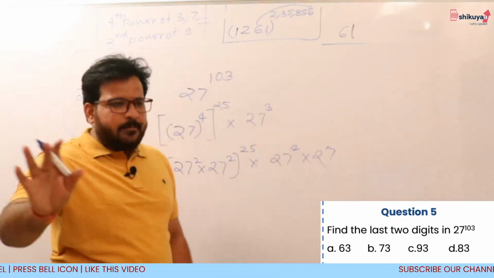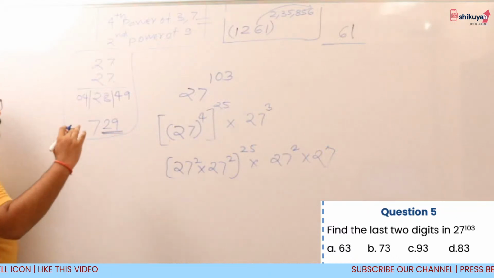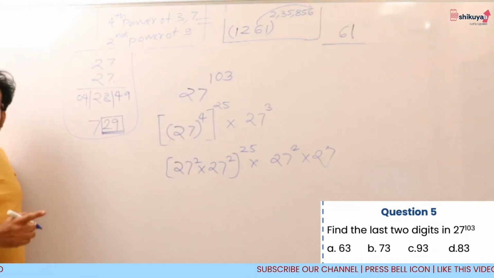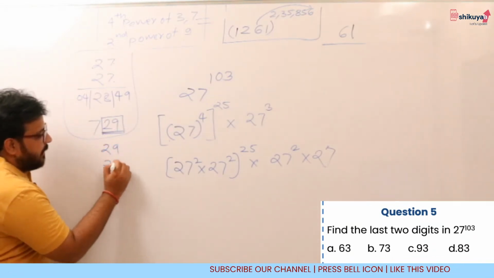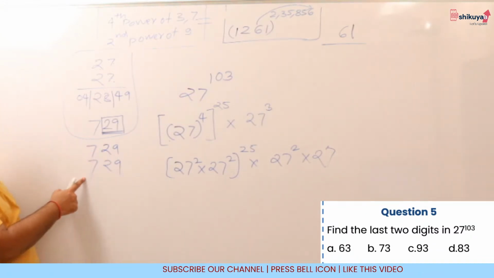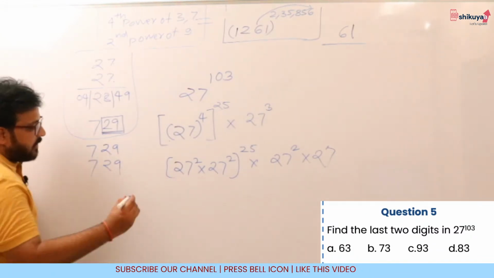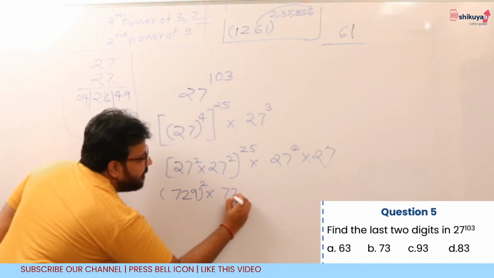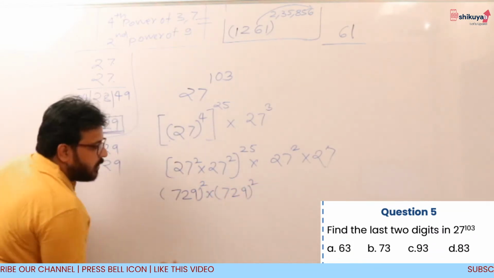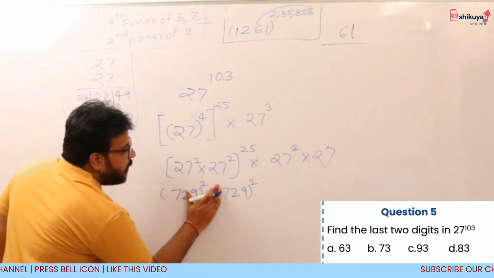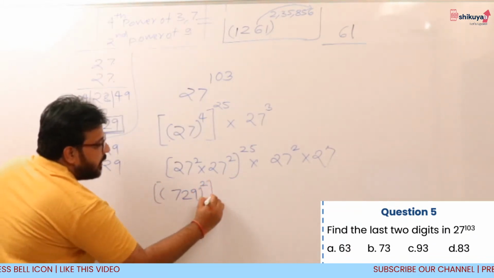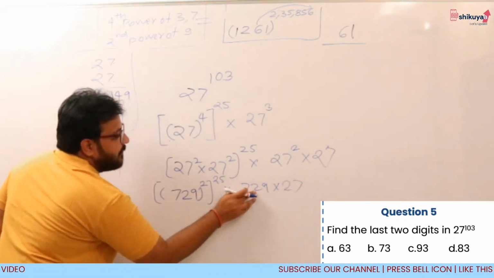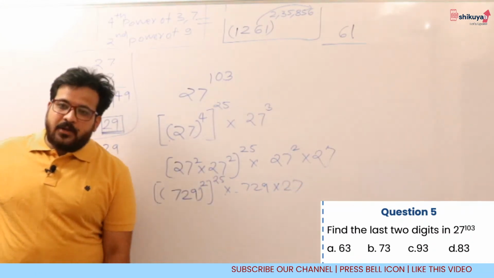Now don't worry, it's very simple. As you want to calculate the fourth power of 27, just take the last two digits of this answer and multiply it: 29. Because you are supposed to do 729 into 729 in order to get the square. For example, let me write 729 into 729. This is the modified format, calculated format.